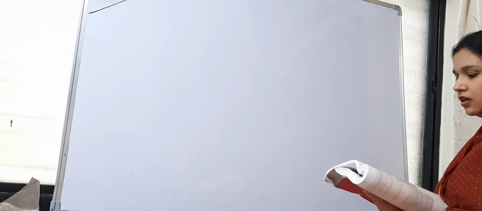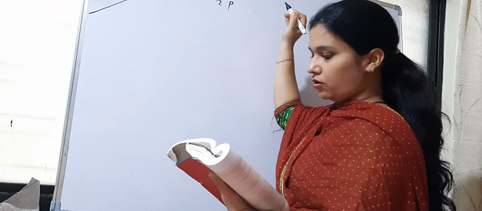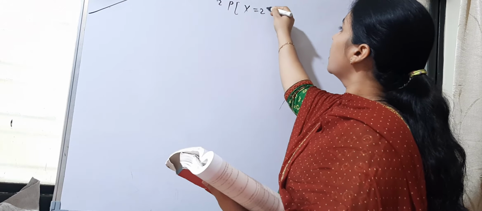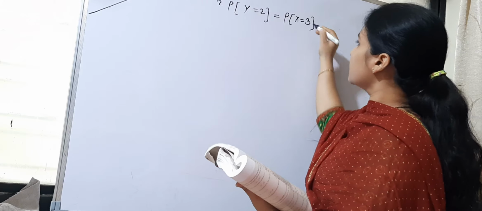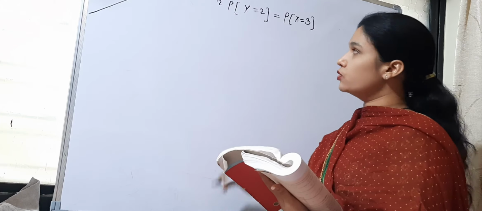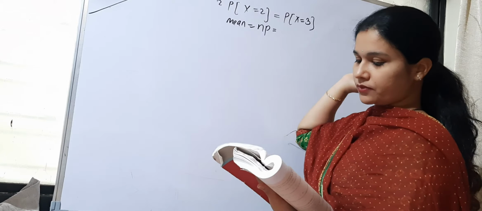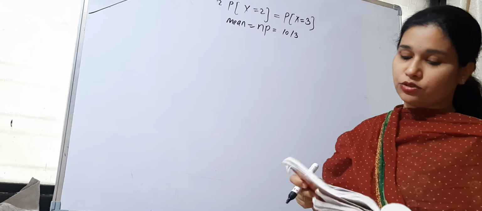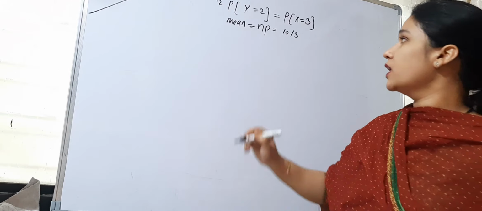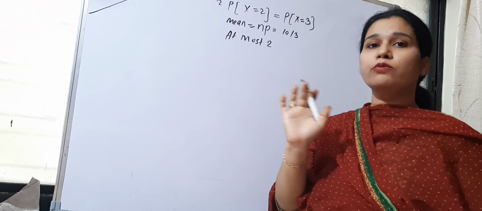Question number 2. X is a binomial variate such that 2 times probability of x equal to 2 is equal to probability of x equal to 3, right? And mean of x is known to be, mean means mu, np is 10 by 3. What would be the probability that x assumes at most the value 2? At most 2. At most 2 means not more than 2.